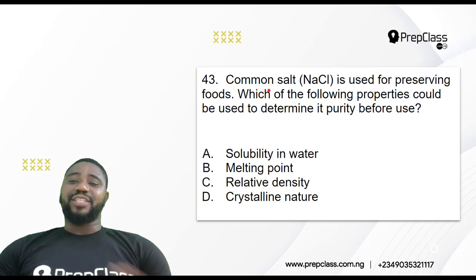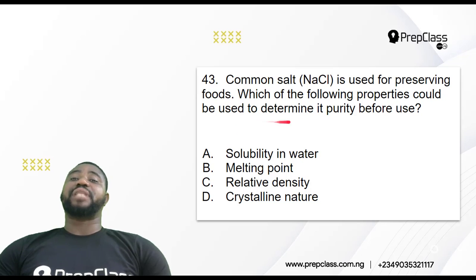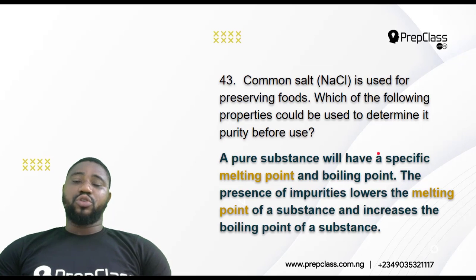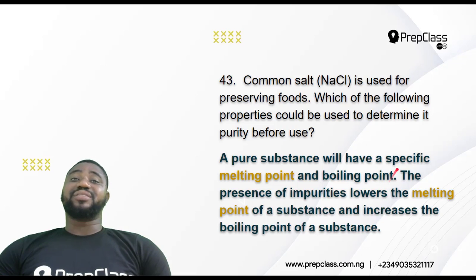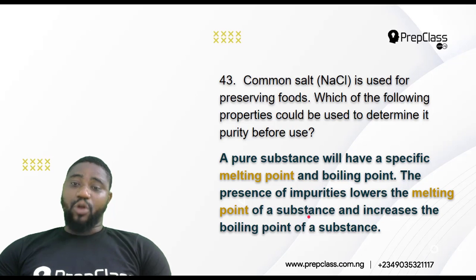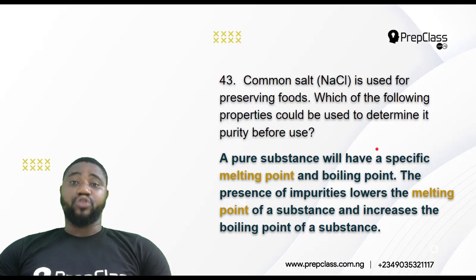Now, they're asking us what we can use to test the purity of this common salt, NaCl. Which of the following properties could be used to determine its purity before use? Is it solubility in water? Is it melting point? Is it relative density? Is it crystalline nature? Now, you must know that for any substance to be pure, it must have a stable boiling point and melting point. A pure substance will have a specific melting point and boiling point. Now, the presence of impurities lowers the melting point of a substance and also increases its boiling point. Are you following?